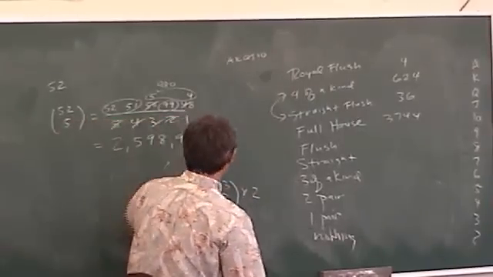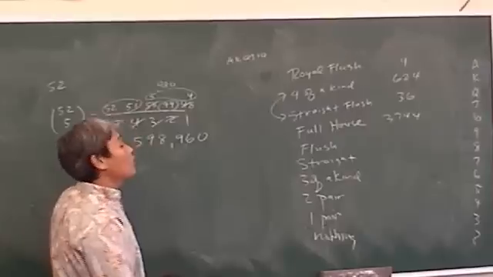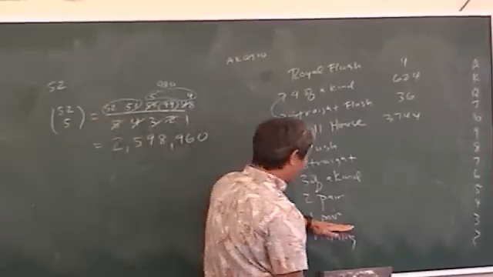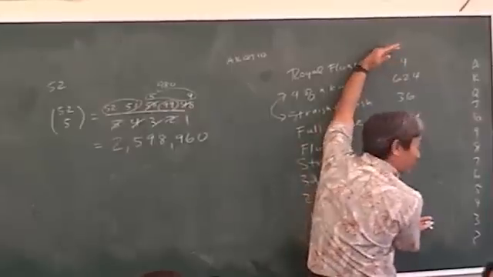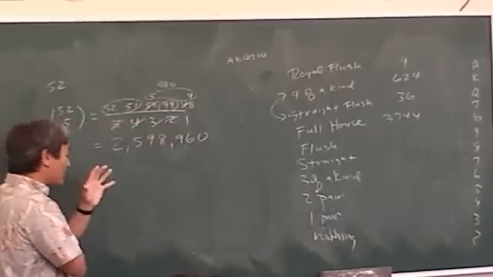Okay, we're not going to have time to do all of these. Let's just do one more. Pick one. Nothing. No, I told you. The only way you can get nothing is you got to add all of these up and subtract it from 2,598,960. That's the only way.